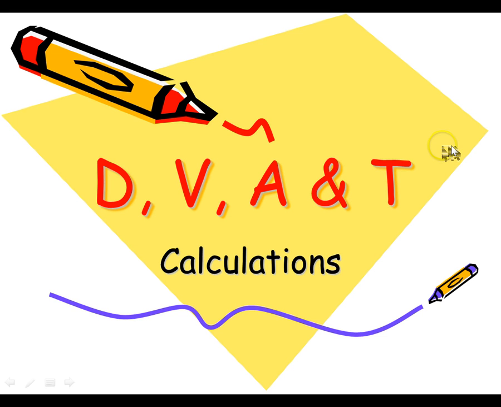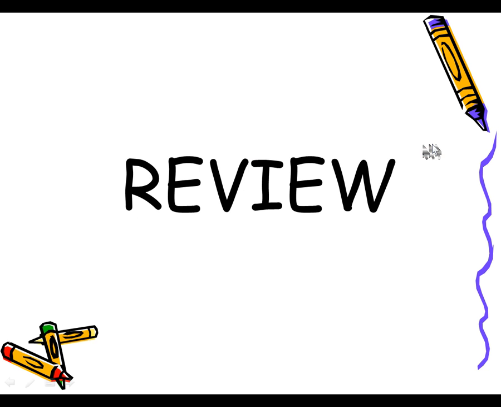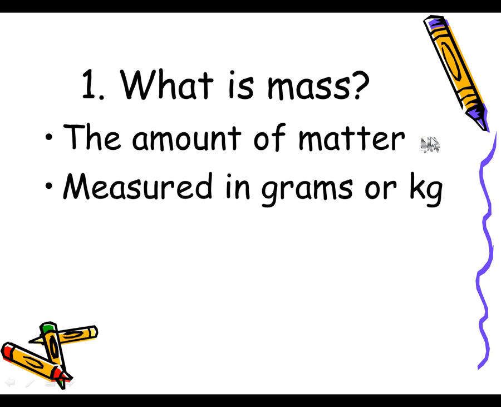Hi guys, in this video we are going to talk about all of the information on the density, volume, area, and temperature worksheet. So we're going to review some stuff. So we need to know what mass is. Mass is just the amount of matter in an object. It's going to be measured in grams or kilograms.